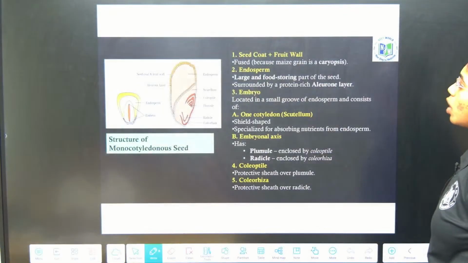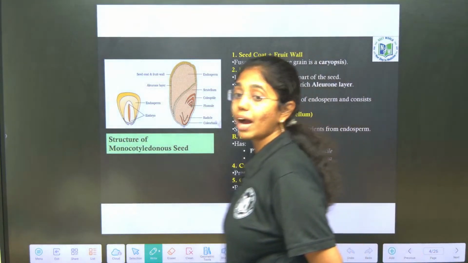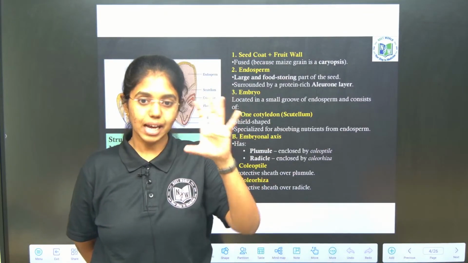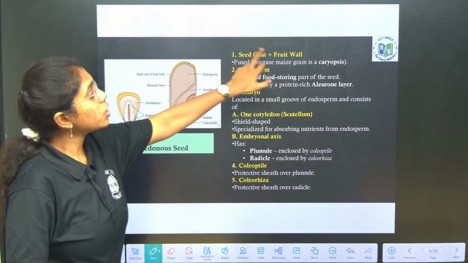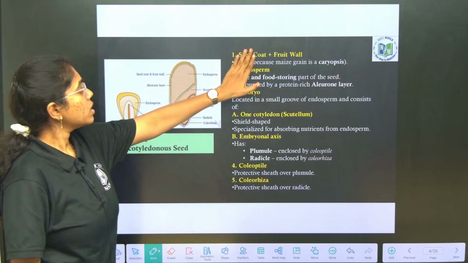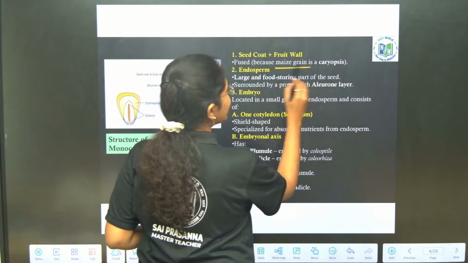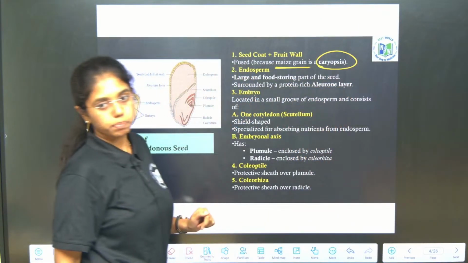Monocotyledonous seed. Unlike the dicot seed, which has two layers of seed coat, outer testa and inner tegmen, here the seed coat is fused with the fruit wall. There are no two layers of the seed coat. The best example is the maize grain. It comes under what type of fruit? Caryopsis.